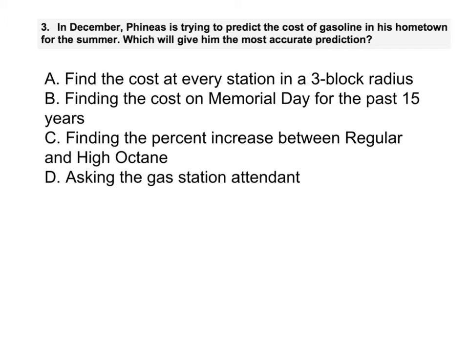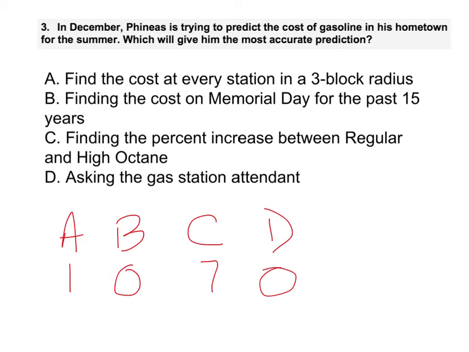How many think it's A? 1. How many think it's B? How many think it's C? 1, 2, 3, 4, 5, 6, 7. How many think it's D? 0. And then some did not vote. Alright, so we'll go to A first.